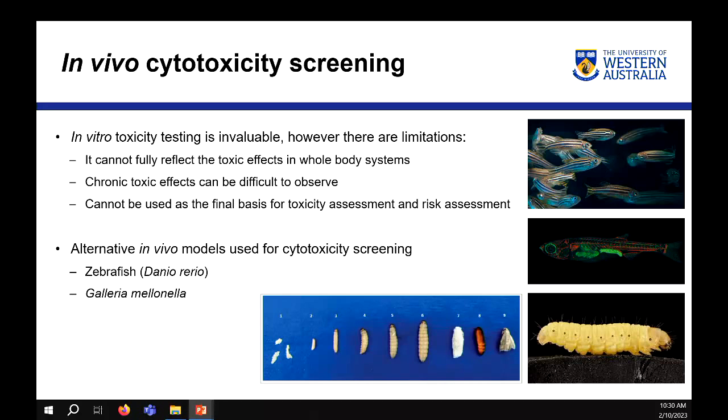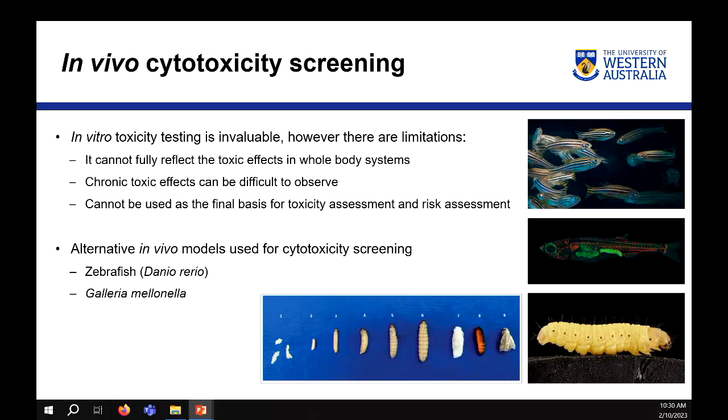So there are advantages of in vitro toxicity testing, but there are limitations, because you're looking at a monolayer of cells. I mean, we're not made up of a monolayer of cells, are we? We're made up of complex organs, different types of organs, different types of cells. So therefore, it doesn't really reflect the toxic effects in whole body systems. Chronic toxic effects can be very difficult to observe.